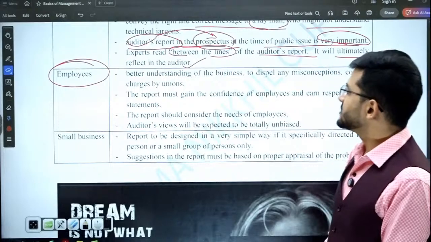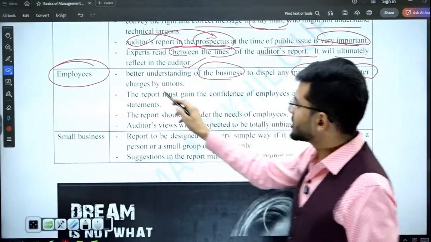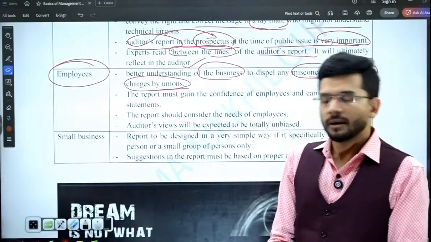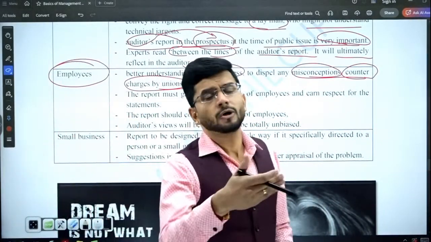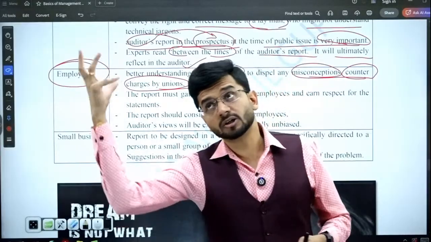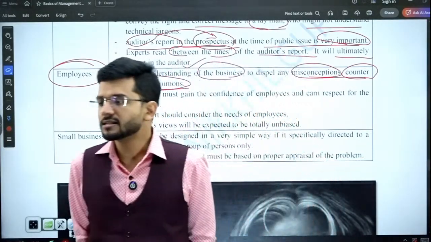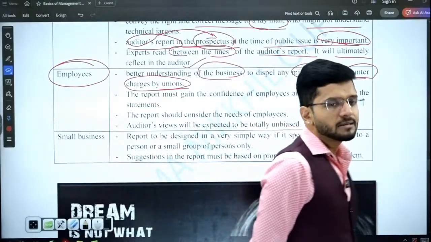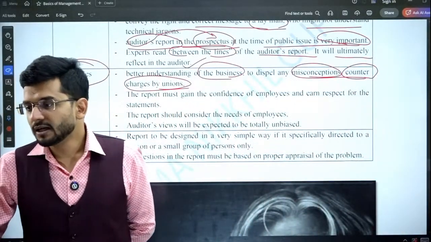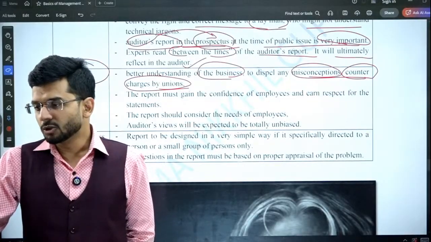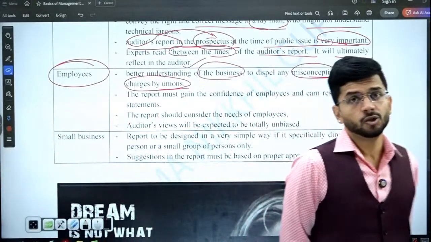Employees would always want a better understanding of the business to dispel any misconceptions and counter charges by the unions. So employee unions are there who would try to mislead the employees by giving some false impression about the management. Unions are always against management. They would always tell rumors about the management to the employees. The employees will always be a little bit disturbed by the rumors which are being spread by the union.